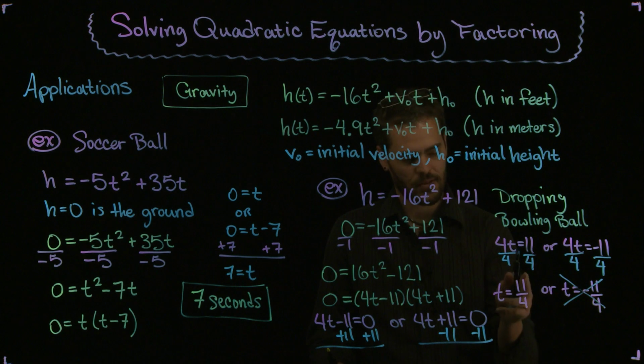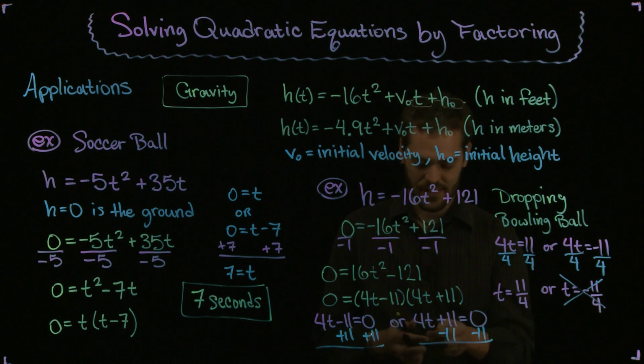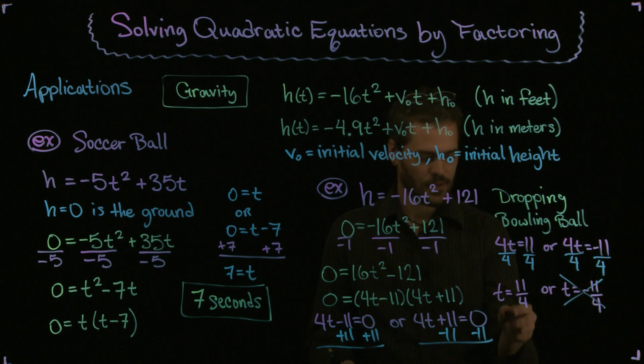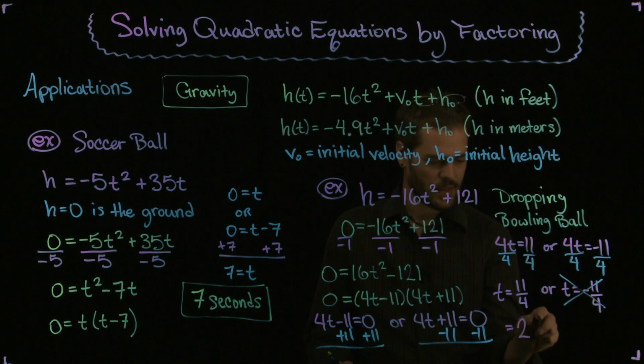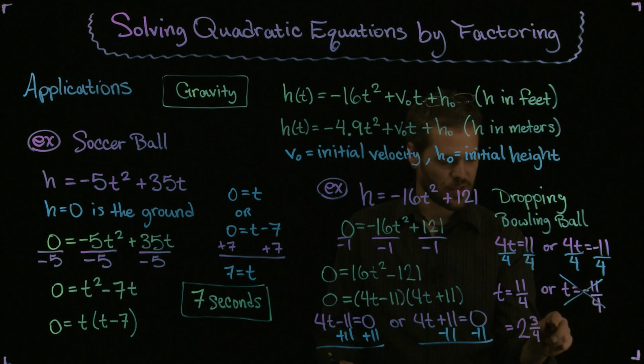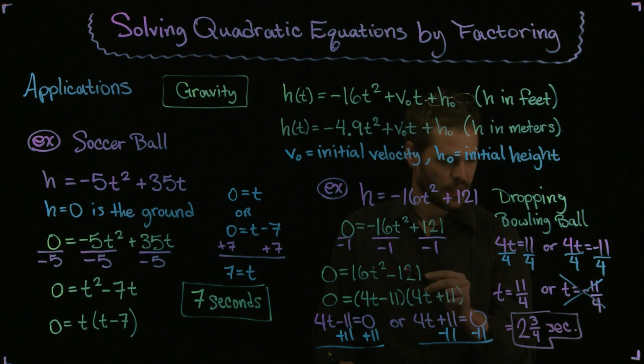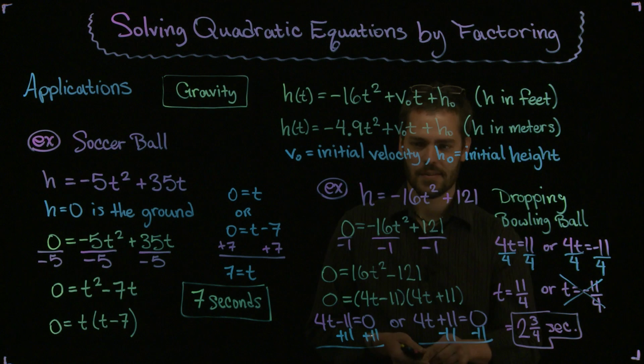So when does it hit the ground? 11/4 seconds. That's kind of a weird way to say it. So 4 goes into 11 twice. That gives us 8. 3 left over. Put that over a 4. Ah, that looks a little better. When is it going to hit the ground? 2 3/4, 2.75 seconds. Again, do not drop a bowling ball from a high building without extreme precautions.